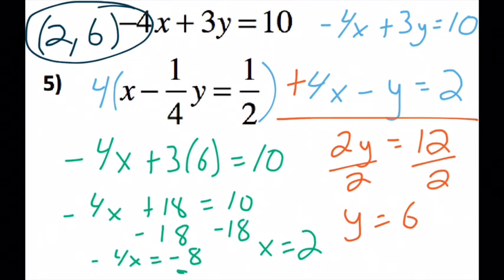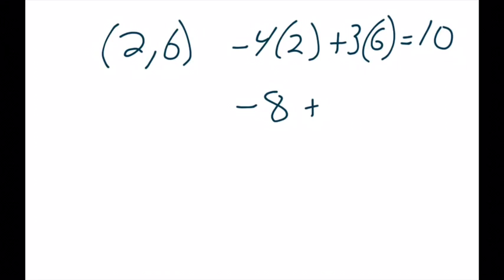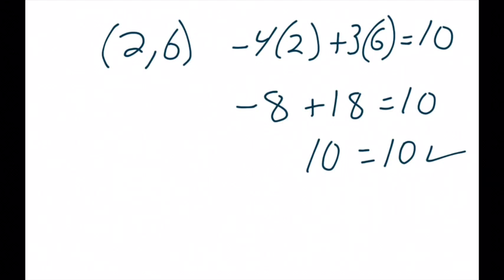Now, how do you really know if you got your answer right? Well, you can always just plug them back into both equations. Let's go ahead and do that on this one. So if I know that my answer is 2 comma 6, I've got negative 4 times 2 plus 3 times 6 equals 10. Well, that's negative 8 plus 18 equals 10. So 10 equals 10. So yes, I know it works for that one.